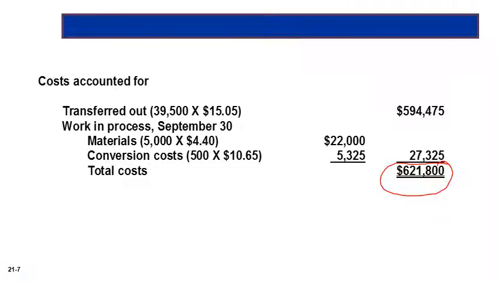For the transfer out, we calculated 39,500 units transferred out, so the total cost there is the 10.65 per unit for the conversion cost plus the $4.40 for materials, because a transferred out unit is 100% complete for materials and 100% complete for conversion costs. When you add those two together, that's the cost of a unit transferred out. So you do the extension. We had 5,000 units that were complete for materials, so you multiply that out. We have 500 units that are complete for conversion costs. When you add those together, you get the total costs.